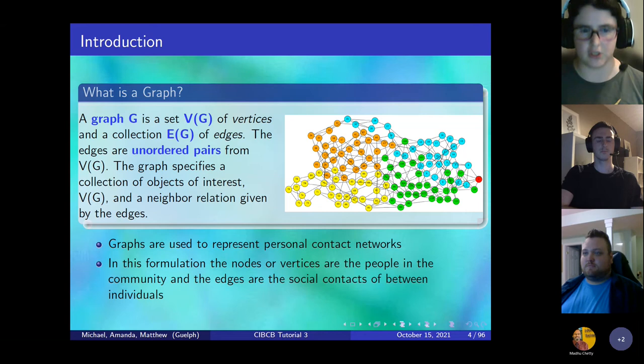So, in this particular case, graphs can be used to represent personal contact networks. In the formulation of nodes and vertices, they can be people in a community, and the edges are the social interactions between the individuals. This is just one way of trying to map out how something like a pandemic can spread.